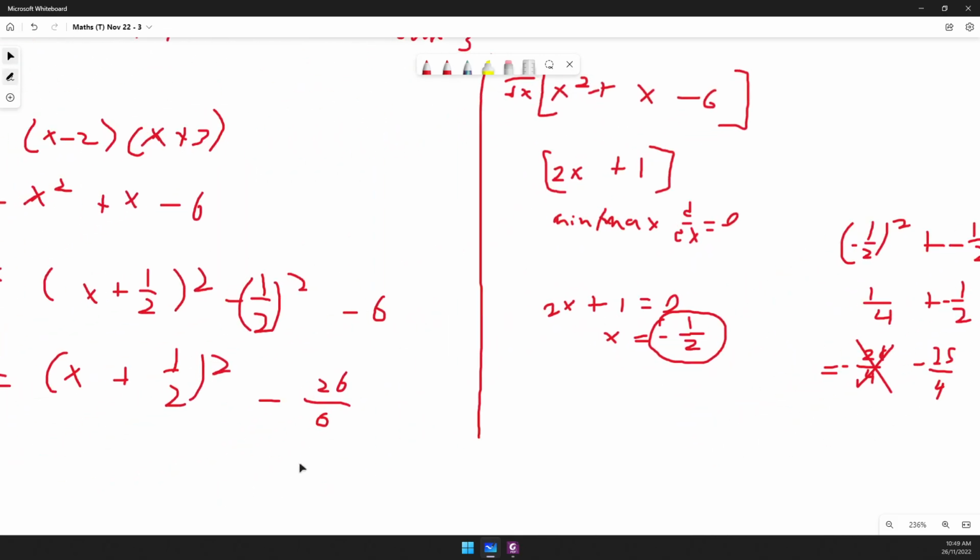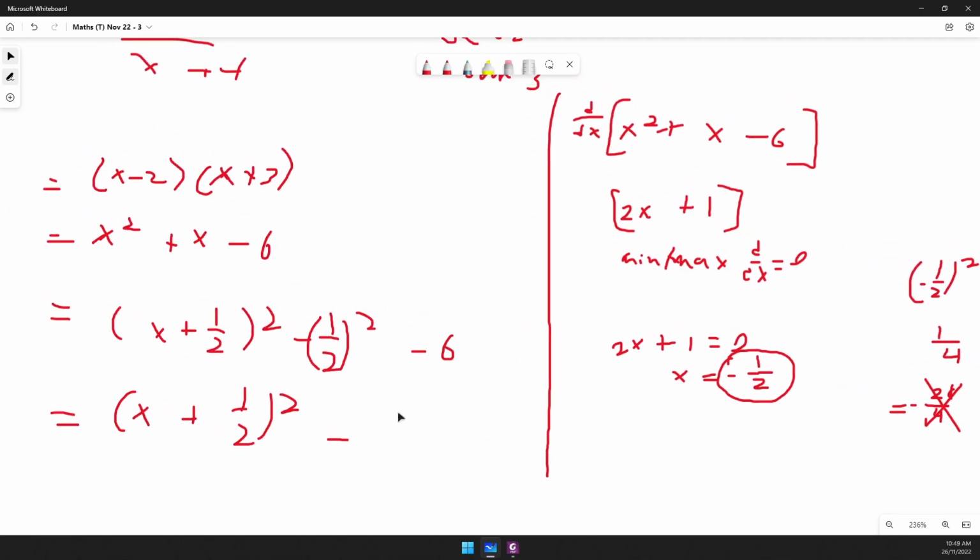This one isn't 26 over 6. This should also be negative 25 over 4. You should also get 25 over 4 here. Let me see what did I do. Yes, I get 25 over 4. Doing this method, you get 25 over 4. Should be also 25 over 4.